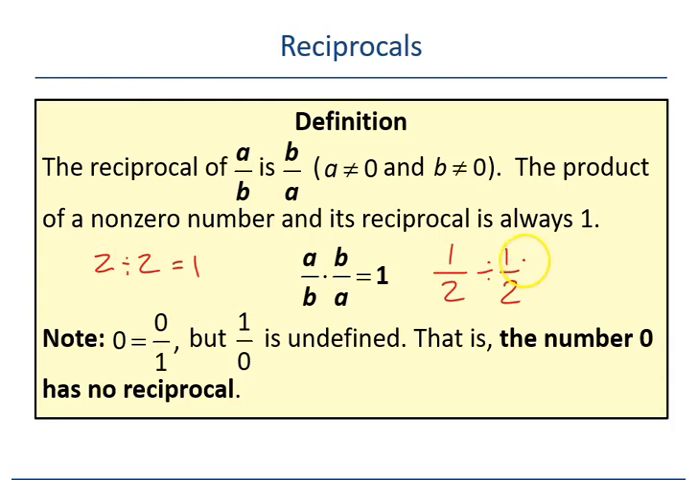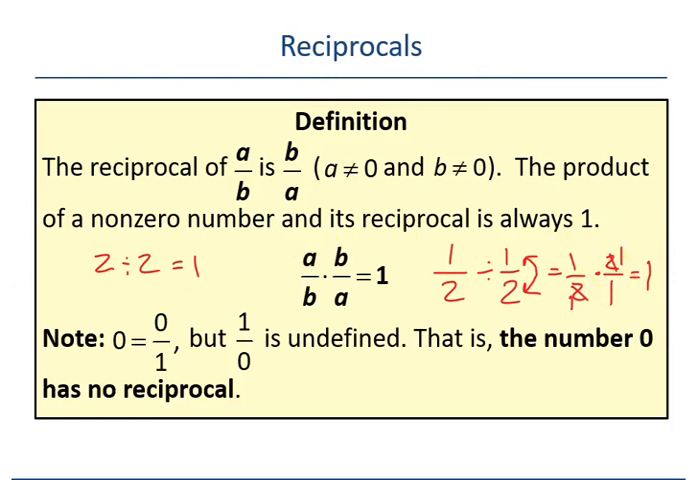Remember, we have to take the reciprocal, which I'll denote in my notes by doing that. That's the same thing as saying 1/2 times 2 over 1. Notice the 2 and 2 can reduce down to 1 over 1, and you get 1. And that's why reciprocals multiply. Whenever you multiply something by its reciprocal, it's always going to be 1.